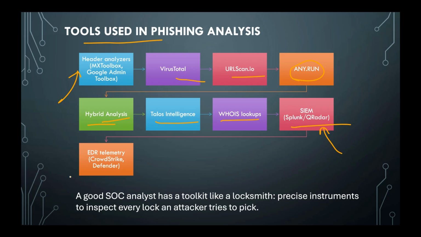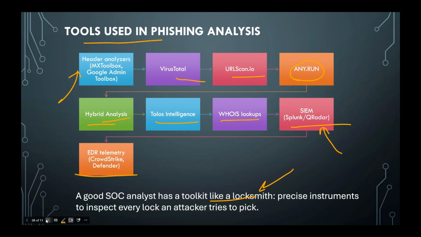Then EDR telemetry, with well-known tools like CrowdStrike and Defender. Endpoint detection and response lets you see if the attachment tried to run code, dropped files, or made connections. It's like X-ray vision for your endpoints. So these tools are like the SOC analyst's toolbox, or a locksmith's toolkit. The more fluent you are with them, the better you get at catching threats early, before users even notice.